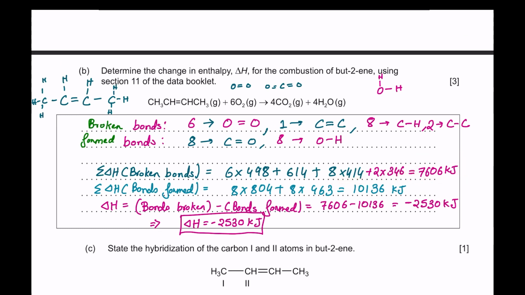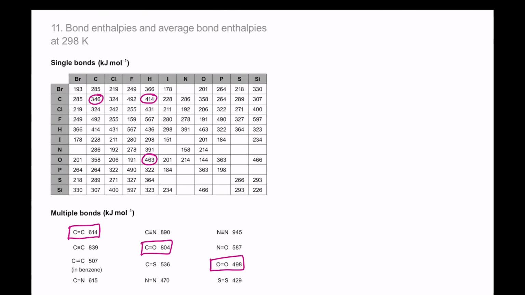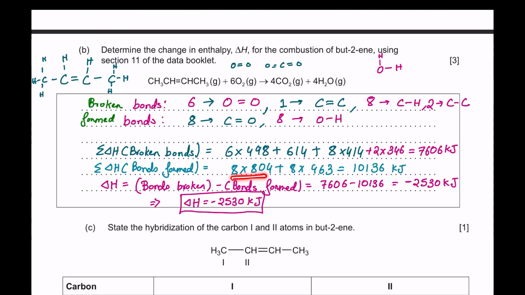Now we also have to do the same thing for the bonds formed. So here it's easier because you have just C=O and O-H. Enthalpy of O-H is 463 and enthalpy of C=O is 804. Okay. So we will have 8 times 804 plus 8 times 463, which finally sums up to 10136.